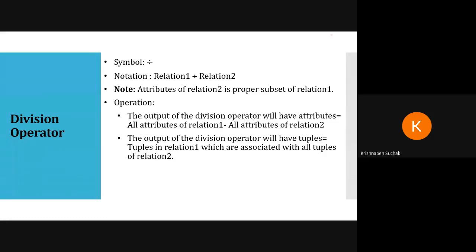Okay, a note is given: attributes of relation 2 are a proper subset of relation 1. For example, if I am writing 6 divided by 3, then 3 should be a subset of 6, right? Then only I will get the proper answer. Now, which operation will be performed? The output of the division operator will have attributes equal to all attributes of relation 1 minus all attributes of relation 2. This you will get as the output.